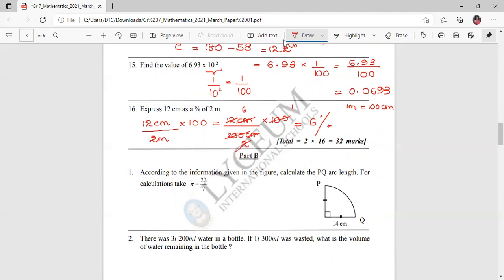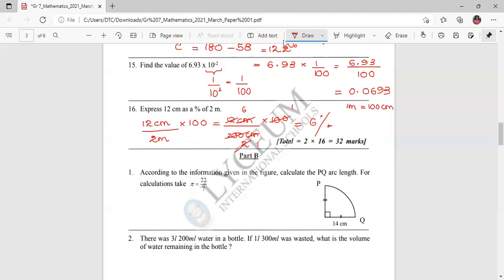Then I write the number 6.93 and multiply it by 1 over 100. If you multiply something by 1 over 100, that means you divide that particular number by 100. So then when you divide 6.93 by 100, then the final answer will be 0.0693. Then the last question for part A, it's about the percentages.